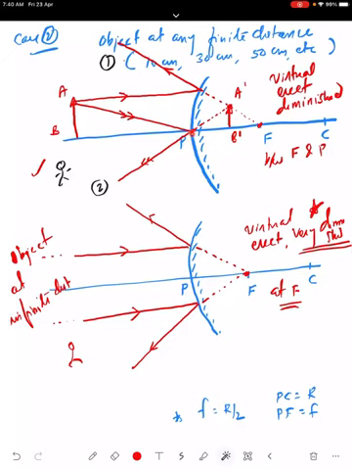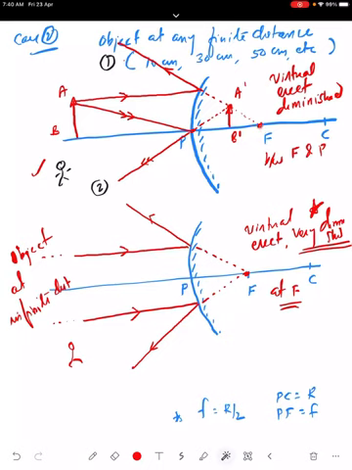So, when the object is coming towards the mirror from infinite distance, what kind of movement can you see in the case of the image? The image will move from the focus towards the pole of the mirror. From the focus, it will move towards the pole. So, that is the case 2 diagram you can see here.